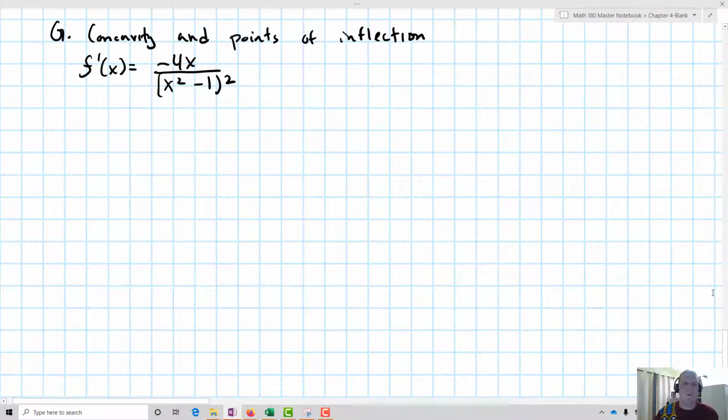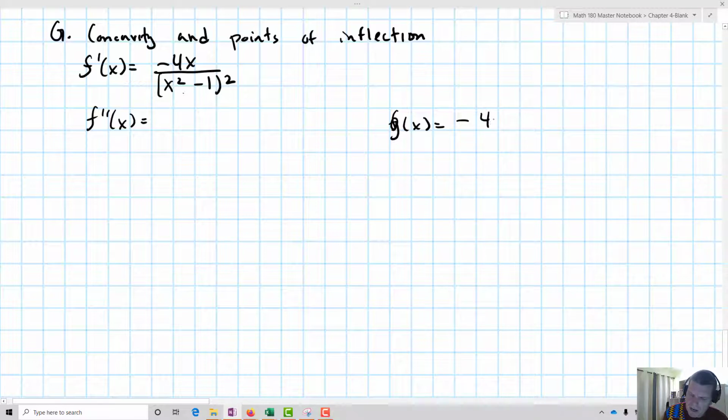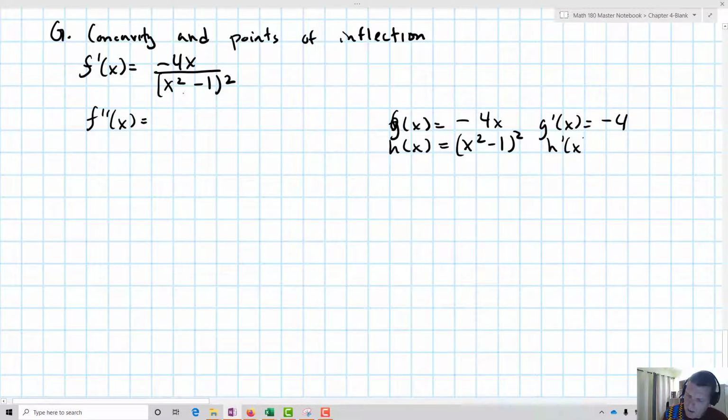Okay, so now we want to find the concavity and some points of inflection. Here's f prime of x, once again, negative 4x over x squared minus 1, squared. We want to find f double prime of x, so we're going to have to take the derivative of f prime. I'll make g of x equal to negative 4x, so g prime of x will equal negative 4. And then h of x will equal x squared minus 1, squared.